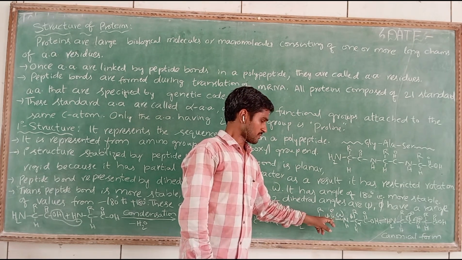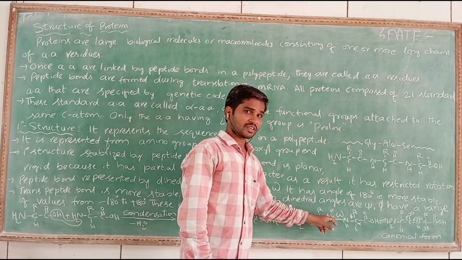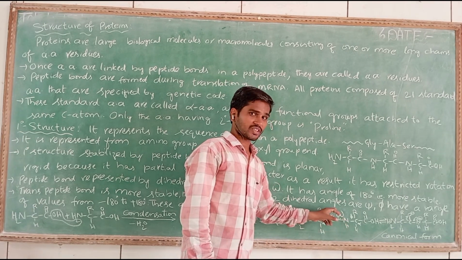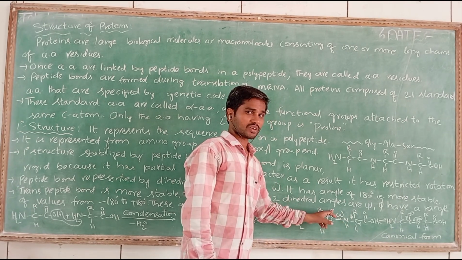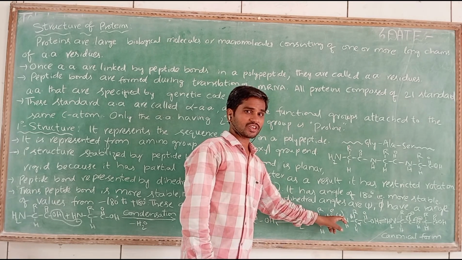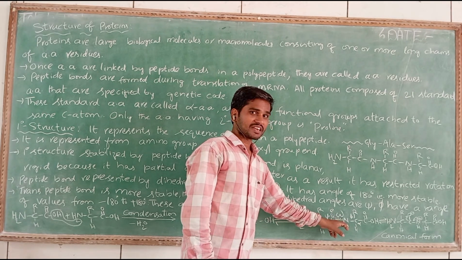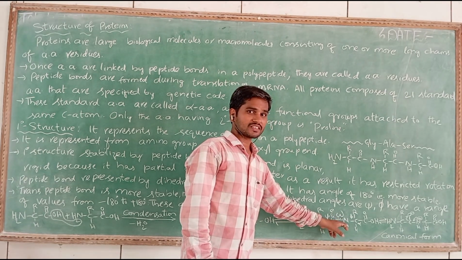The CO and NH groups are in the same plane, and they are trans to each other. As a result, it is more stable. If they were cis in position, there would be more repulsion, and as a result it would be less stable. But in this case, these two are trans in position, so it is more stable.